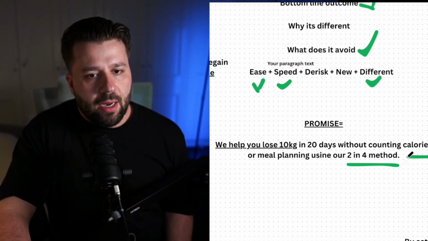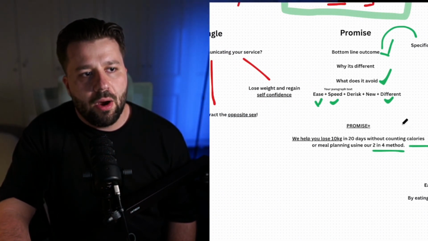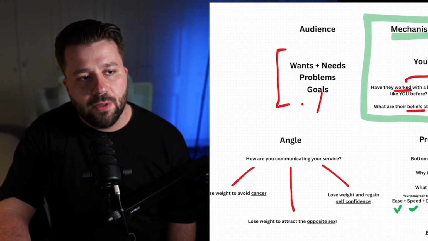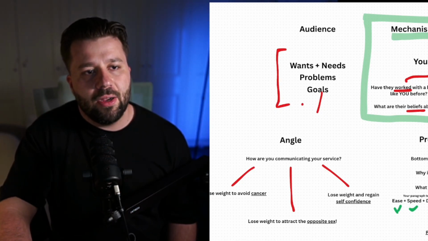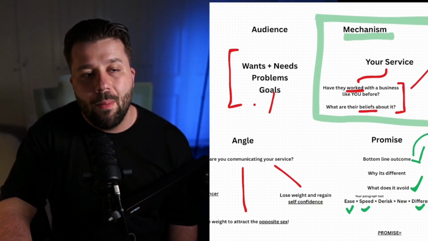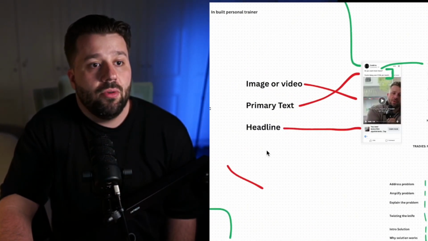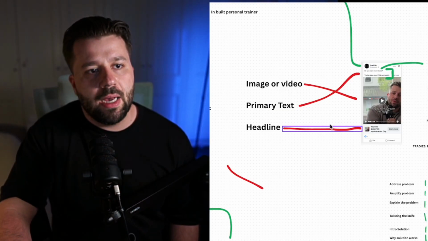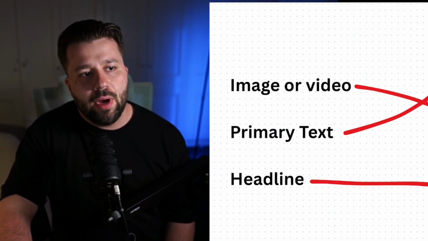Now, that is kind of the fundamentals. There are definitely more concepts that we can go into. This is definitely not exhaustive either, but those 4 concepts, the audience, angle, mechanism, and promise, are going to get you pretty well most of the way there. Now, the next thing I want to do is go into how you apply this into a Facebook ad. So the first thing you want to understand with a Facebook ad is it's either going to be an image or a video.